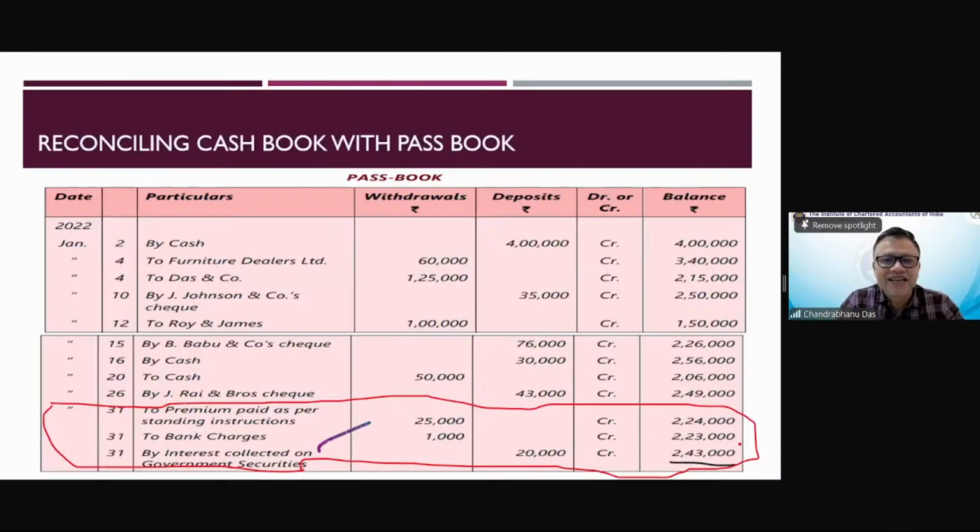The company has invested in government securities and has received interest of 20,000. So this is known to the bank, not known to the company. This is one event which has to be recorded by whom? By the cash book. It has to be recorded by the cash book because this is known to the bank but not known to the cash book. So the cash book must also take that into account and check it.